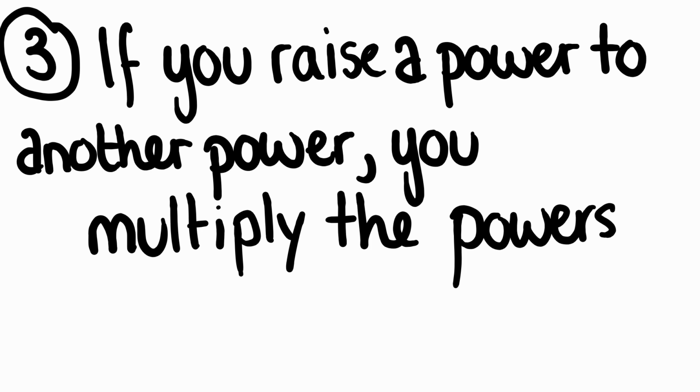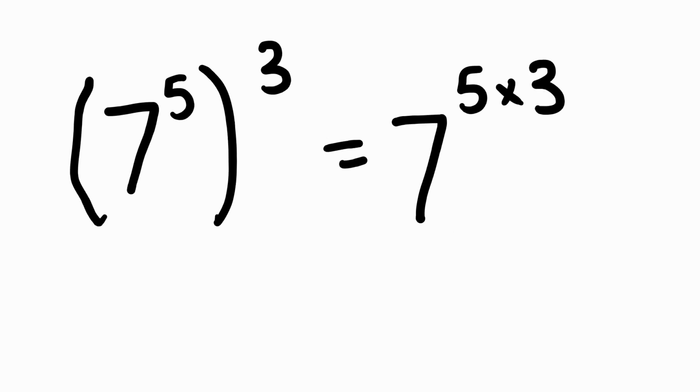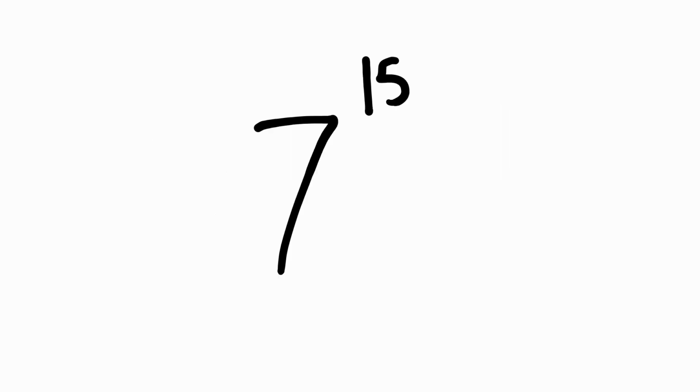The third rule is that if you raise a power to another power, you multiply the powers. So what this means is when you have brackets here, so 7 to the power of 5 in brackets, and outside the brackets is this power of 3. We do 5 times by 3. So the 7, the base, stays the same, and then we do 5 times by 3, which is 15. So our answer is 7 to the power of 15.